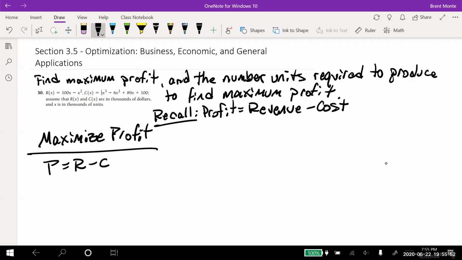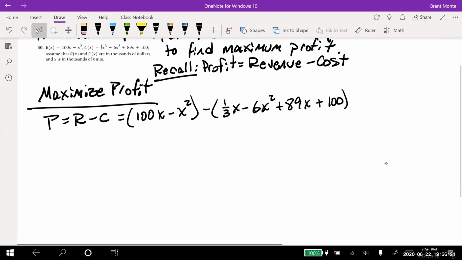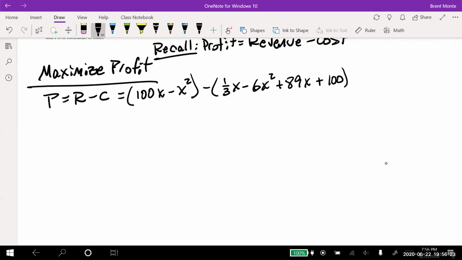Let's actually do that right here. R of X, the revenue function, is 100X minus X squared. Then minus the cost, 1/3 X cubed minus 6X squared plus 89X plus 100. That's my revenue minus cost. Remember, revenue and cost are in thousands of dollars and X is in thousands of units. We'll have to remember that when we write our answer. I've got my formula, so let's call it P of X now because we're all in the variable X.